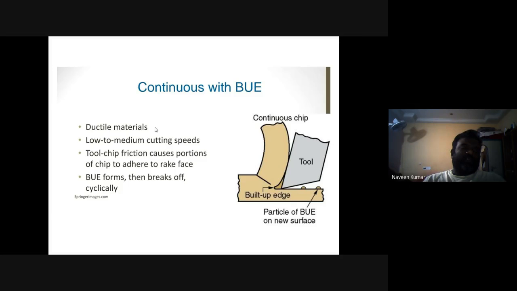To avoid the formation of built-up edges, machining should be carried out under the following conditions. Right, first one: higher cutting speeds, large rake angle, low depth of cut.